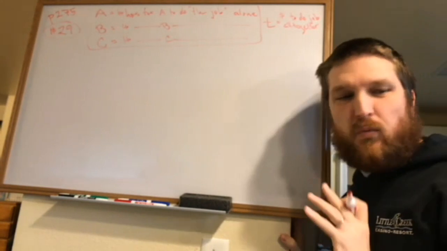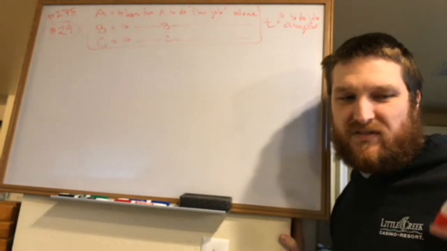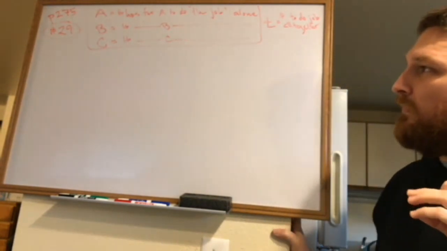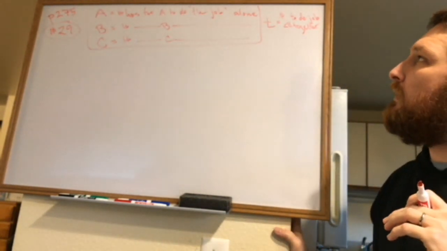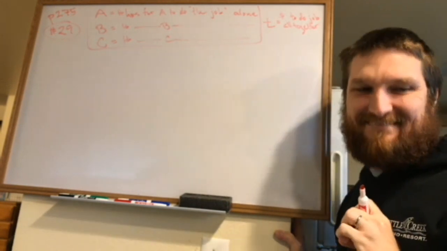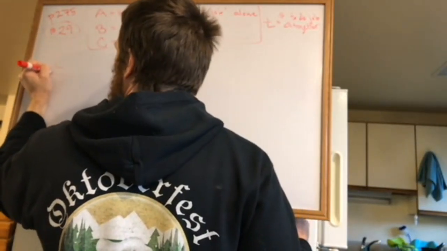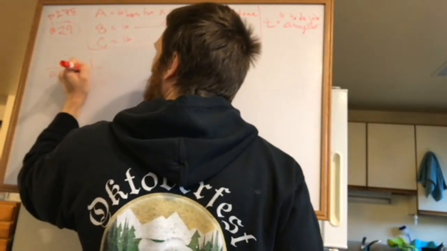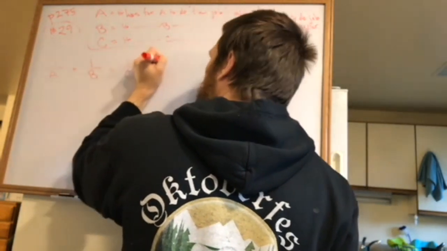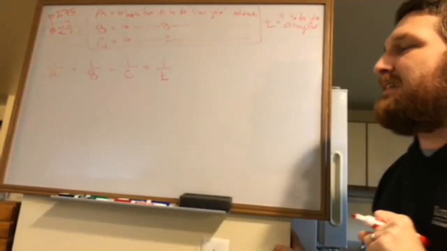This is pretty much what you've been doing this whole section. A plus B plus C equals T? No. Or no, 1 over A plus 1 over B plus 1 over C equals. Exactly. There you go. 1 over A plus 1 over B plus 1 over C equals 1 over T. That's exactly what we're doing, right?